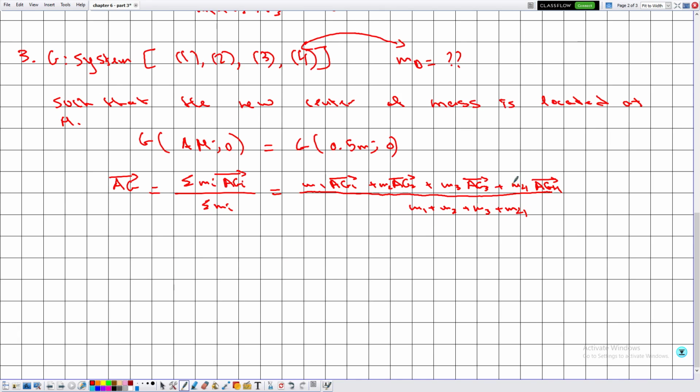And knowing that we are interested in determining the value of m4, which corresponds to the mass D. Now let's do the projection along the x-axis. In this case, we drop down all the vector quantities, and each vector quantity will carry the label x.